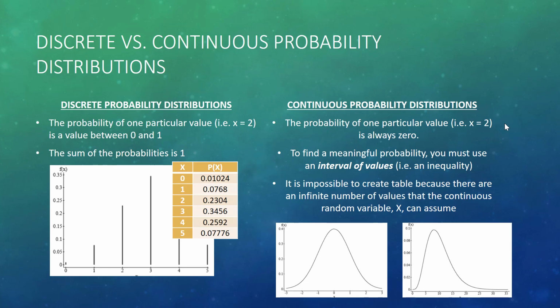Additionally, it's impossible to create a table like we have for discrete probability distributions because there are an infinite number of possible values that our continuous random variable could assume.